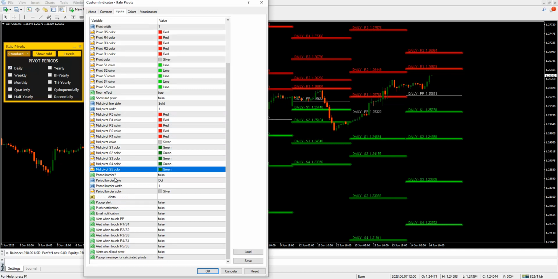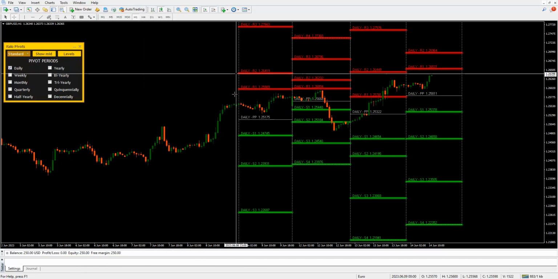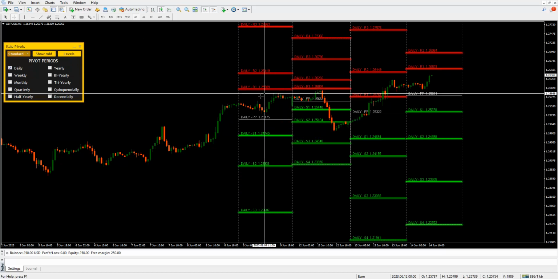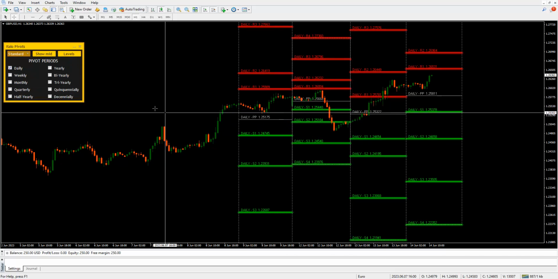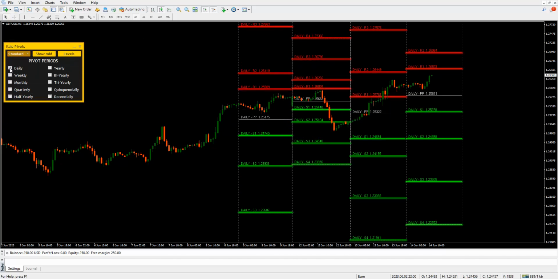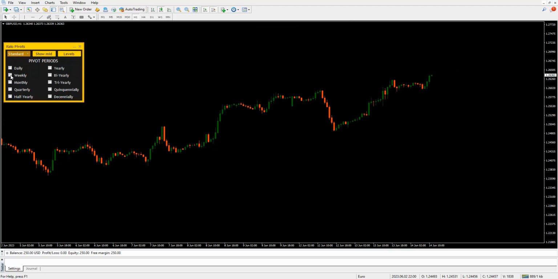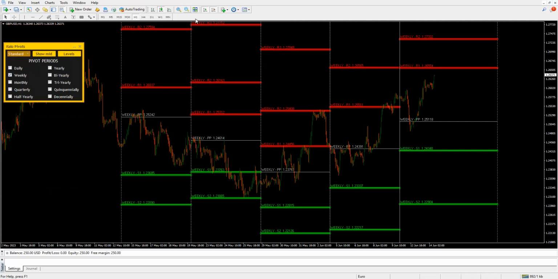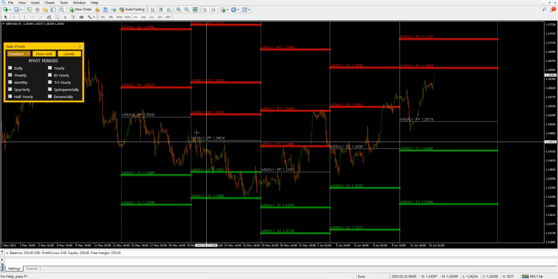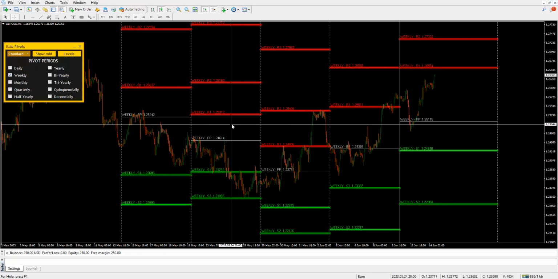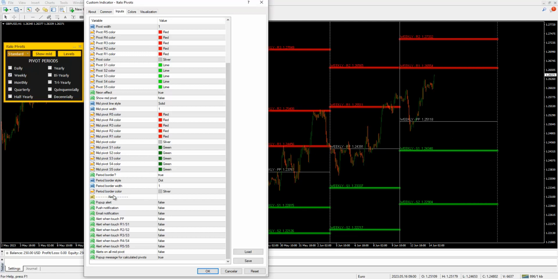Period border, here we have false. If you put true, you'll see vertical lines like this, separating the days. If you are on daily pivot period, if you click on weekly, you'll see the vertical gray lines separating the periods, the weekly periods. Period border width and period border color. You can change it if you want.